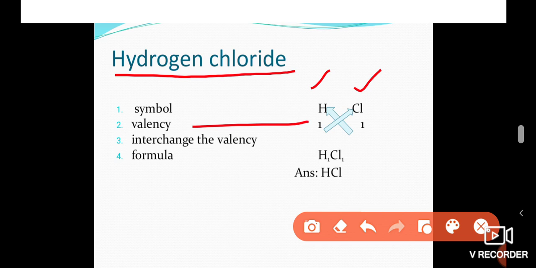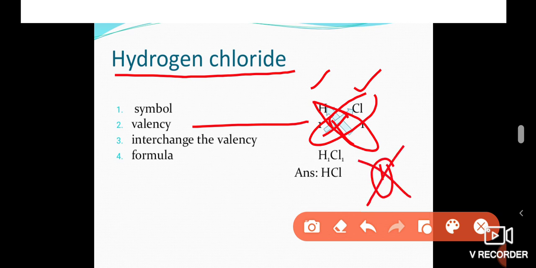Interchange the valency. So we have to change the valency of hydrogen into chlorine, change the valency of the chlorine into hydrogen. And fourth step is what? To write the valency as the subscript. So now hydrogen has a valency 1. So I write H1. Valency of chlorine is also Cl1. Okay, if both are 1 means we need not consider that. So now we get HCl.